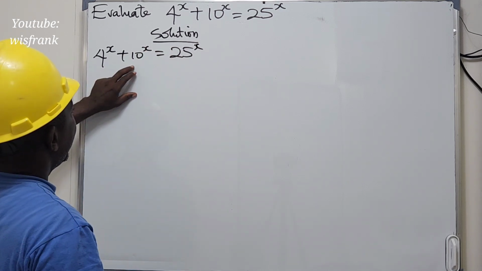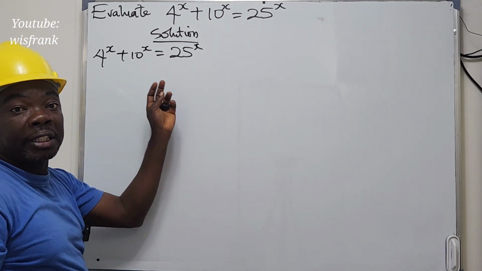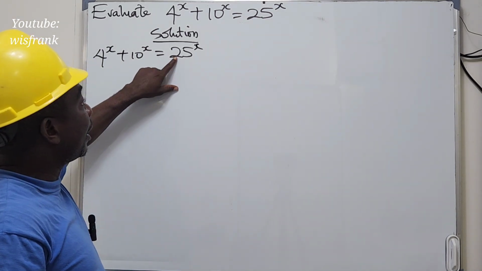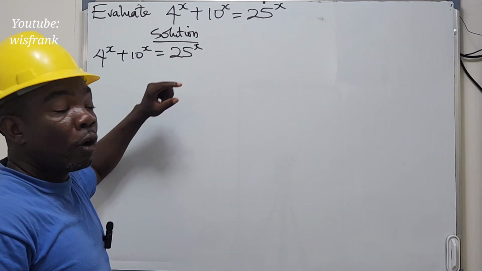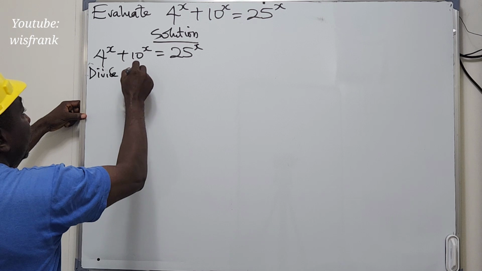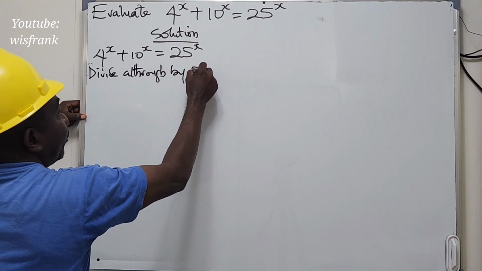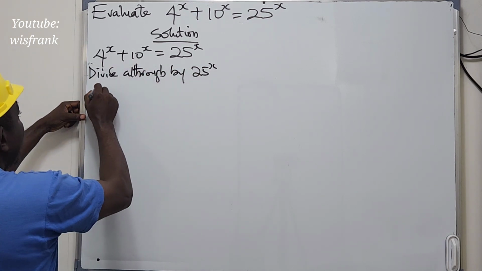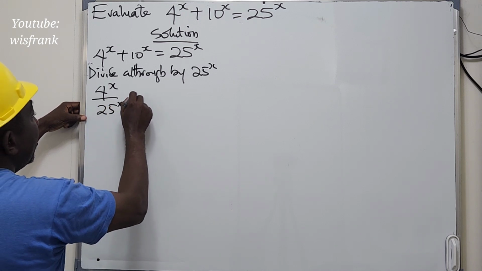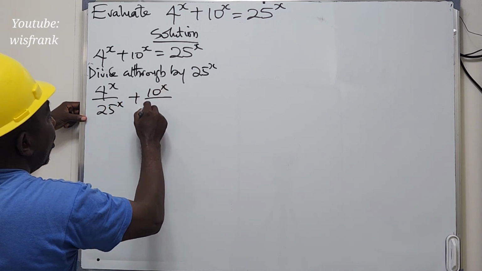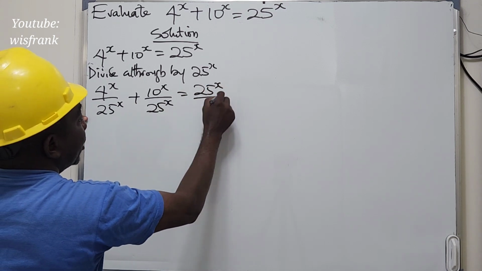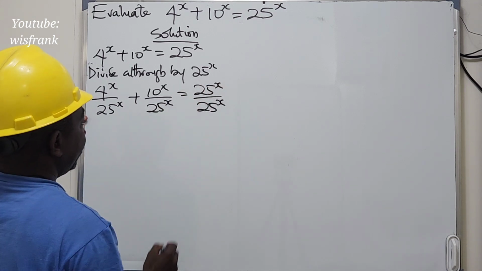From here, we can say we transpose this into this other side, but because we need to do something that we're going to evaluate so that this can go off. So in this case, we say divide all through by 25 to the power of x. So this will become 4 to the power of x all over 25 to the power of x plus 10 to the power of x all over 25 to the power of x equals to 25 to the power of x all over 25 to the power of x.